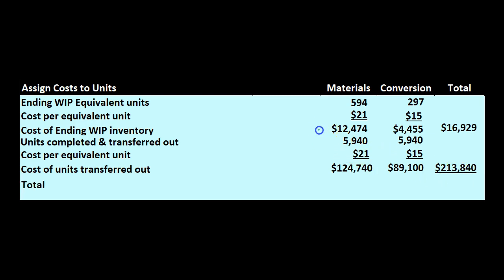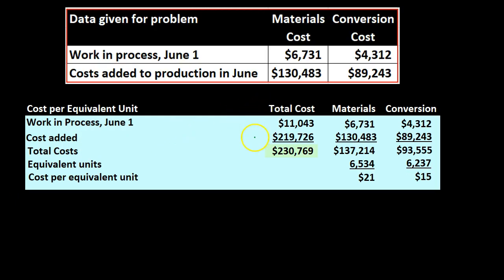So this is going to be the amount that's going to be in the ending work in process for materials and conversion in terms of dollars, and that's the total. Then this is the amount that was units completed and transferred out in dollars, materials and conversion total. If we add those up, we get 230,769, which should tie out to the total that we determined we were going to calculate. In other words, it ties out to our total costs.